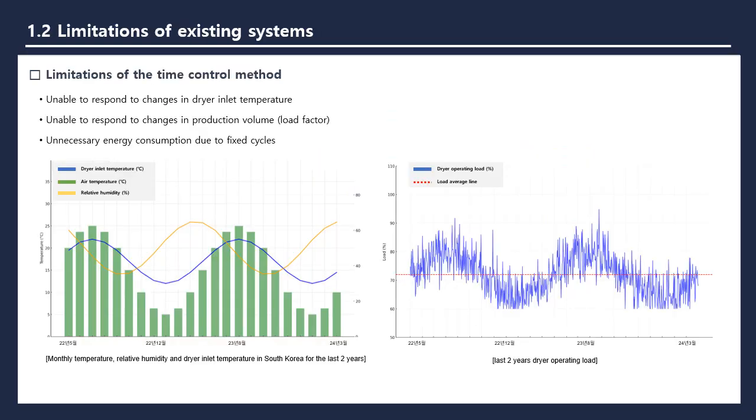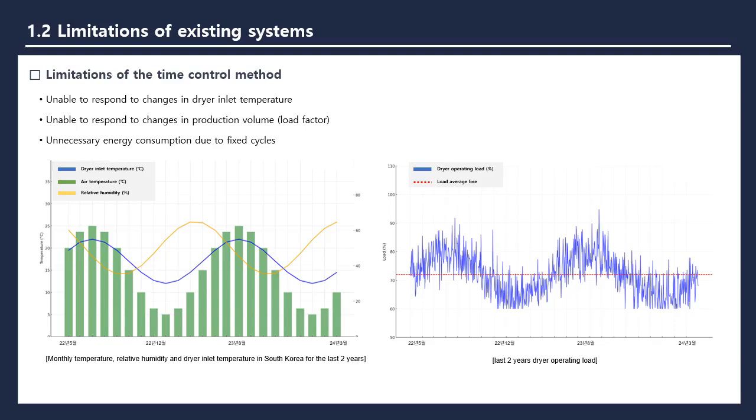Next, I will explain the limitations of time-controlled adsorption dryers. They cannot adequately respond to changes in inlet air temperature. They do not operate flexibly according to production or load variations. The following graph illustrates the trend of temperature and humidity variations over 2 years in Korea across different seasons, along with the corresponding trends in inlet temperature and humidity of the dryer.